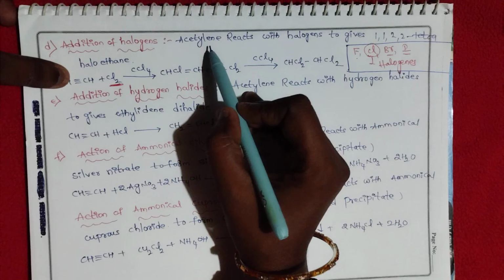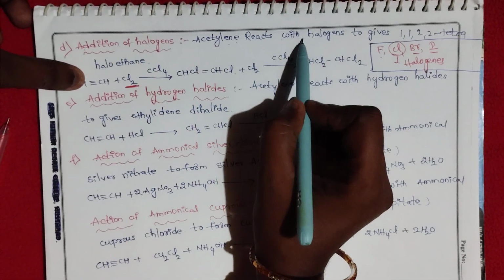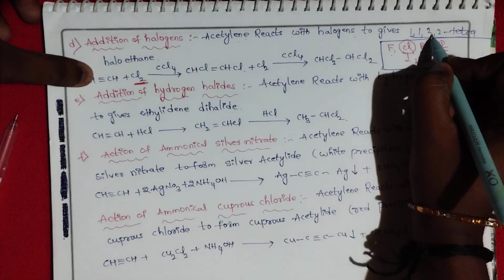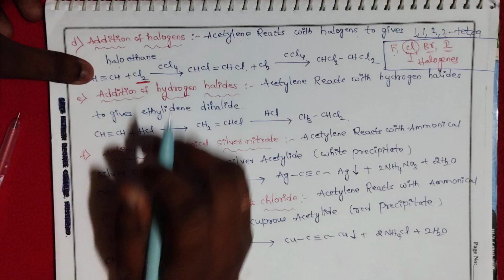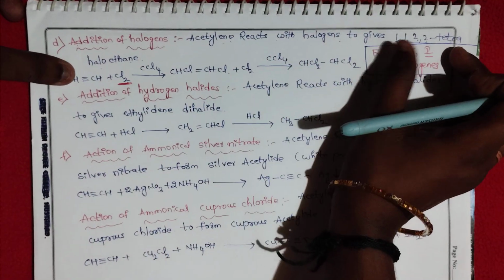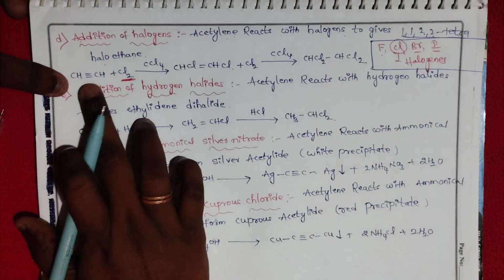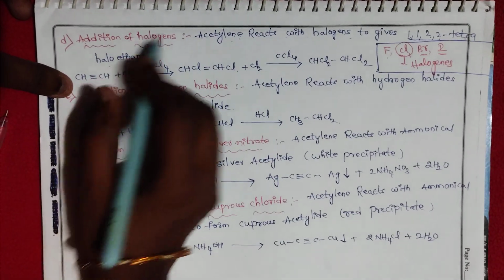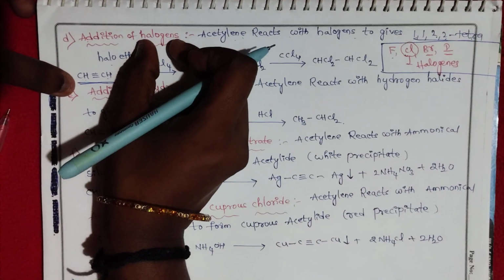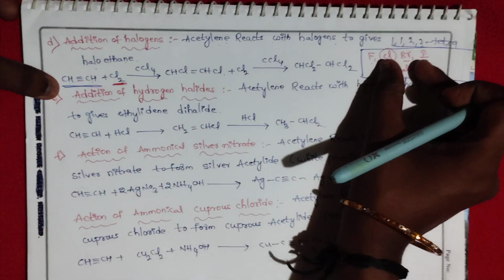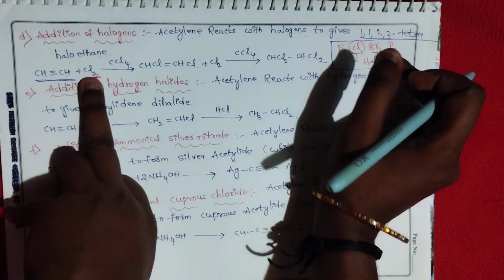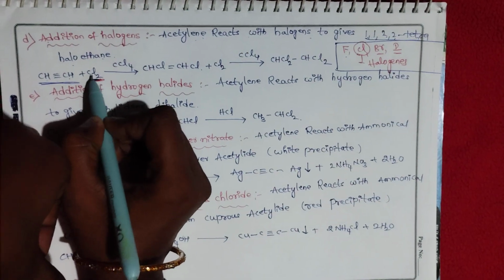How does the addition of halogens work? Acetylene reacts with halogens to give which product? 1,1,2,2-tetrahaloethane. This is the product of the addition of halogens. To see how we get this product, we take one reaction. What is the formula of acetylene initially? CH triple bond CH. We already mentioned that we can take any type of halogen. In explaining the halogen reaction, I will take chlorine as the halogen. So for addition of halogen, I will take Cl2.